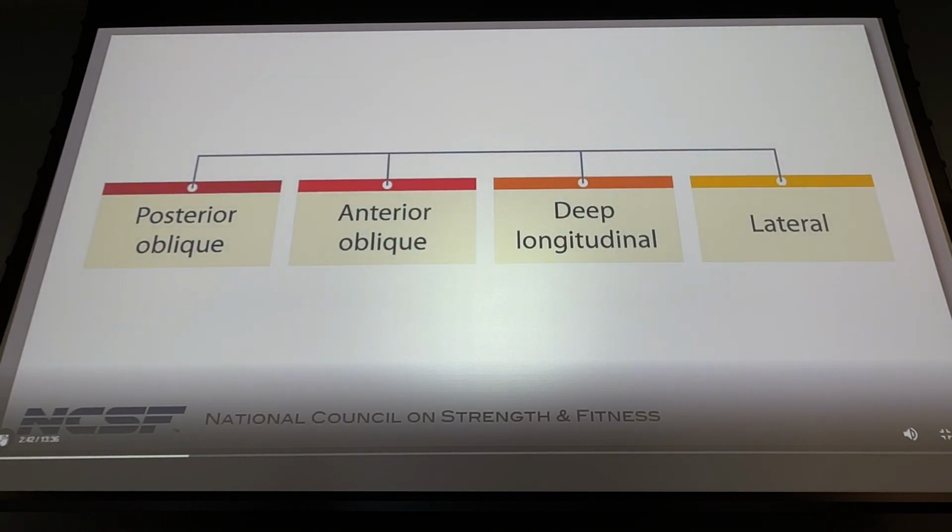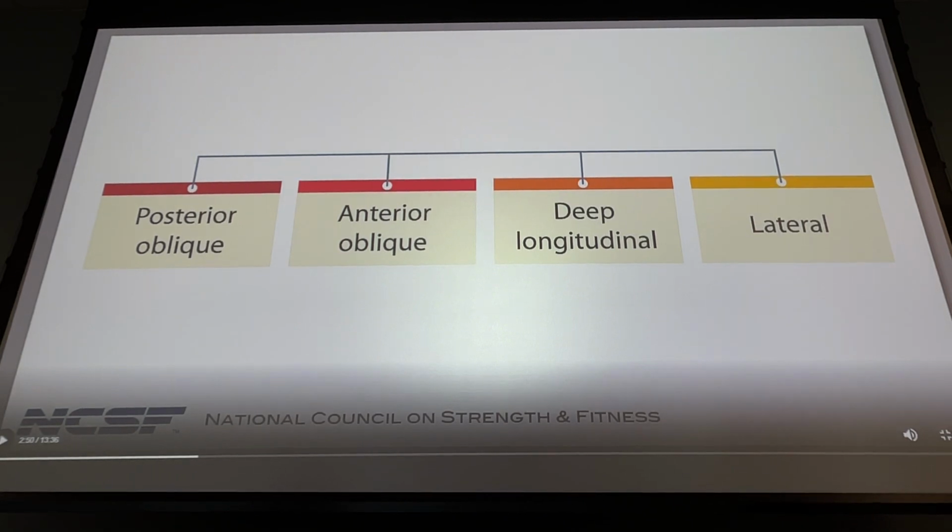The outer unit includes the posterior oblique, anterior oblique, deep longitudinal, and lateral sling systems. Okay, posterior, is that my front or back? Back. Okay, oblique, what does oblique mean? It means diagonal. So it's a diagonal posterior view. Anterior, oblique, okay, that's again diagonal, front. Deep longitudinal, what does longitudinal mean? Yep, up and down. And then lateral.